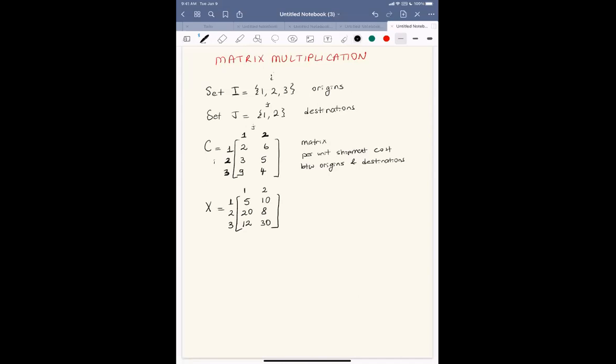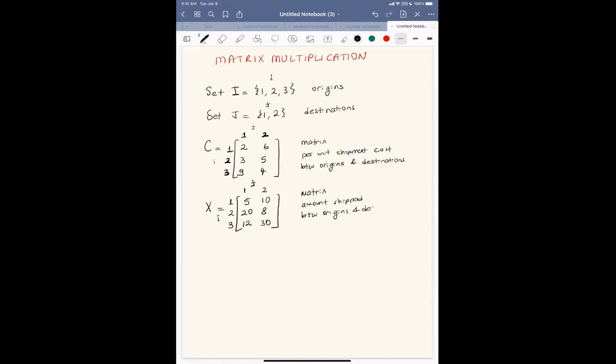Again, these 1, 2, 3s belong to set I, indexed by I. So I takes values of 1, 2, 3, and this 1 and 2 are the destinations in set J, indexed by J. And again, this is a matrix, and it shows the amount shipped between origins and destinations.